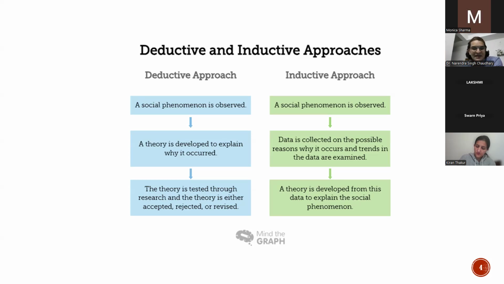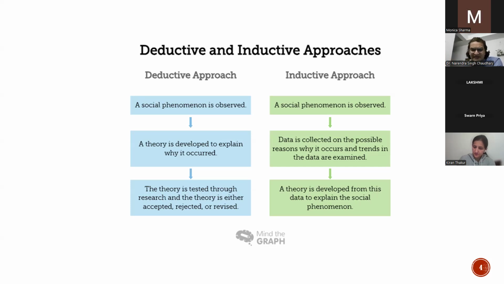So somewhere there's an underlying theory which I want to explore, an underlying phenomenon. The theory is developed to explain why it is occurring. And then the theory is tested through the research, and the theory is either accepted, rejected, or revised. A lot of theories are like that, for example, Maslow's theory of motivation, and at times we try to test it statistically also. So is it still relevant?